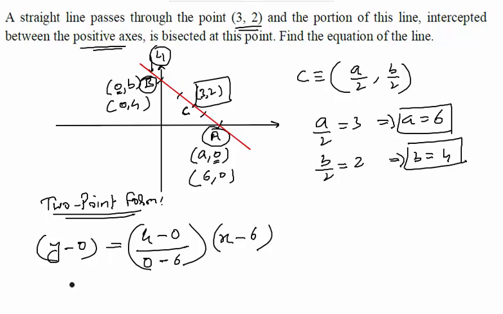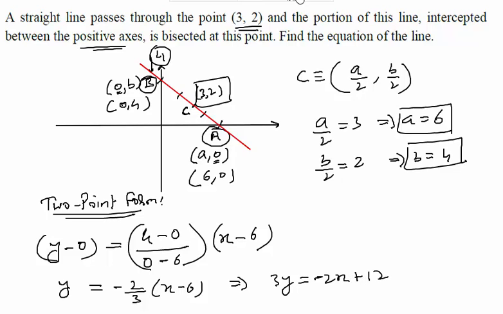So on further simplification, what will you get? You will get y is equal to minus 2/3 into (x minus 6), implies 3y is equal to minus 2x plus 12. On further simplification, you can write it as 2x + 3y = 12. This is the equation of the required line.